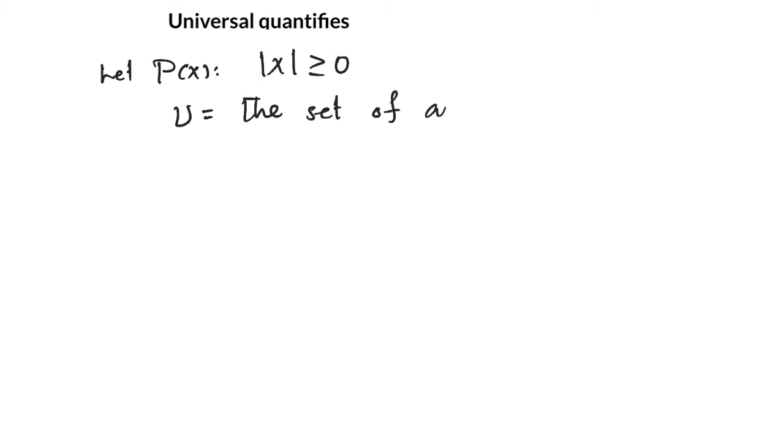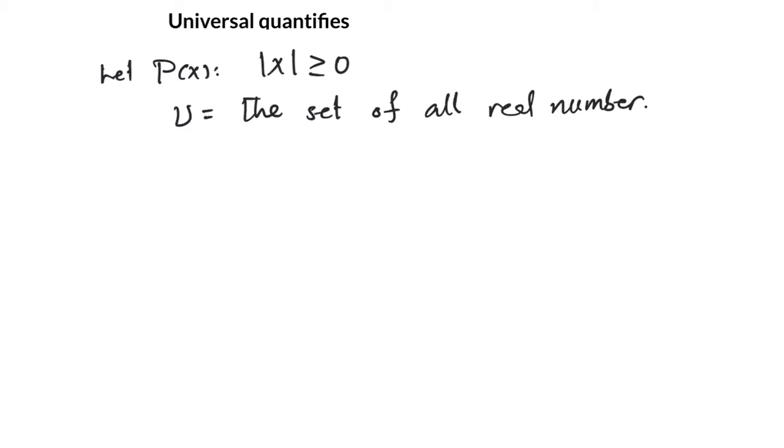In this video, we'll see what we mean by universal quantifiers. Before we get into it, let's take a predicate given by p of x, which is, say, absolute value of x greater than or equal to 0, with, let's say, universal set, the set of all real numbers.